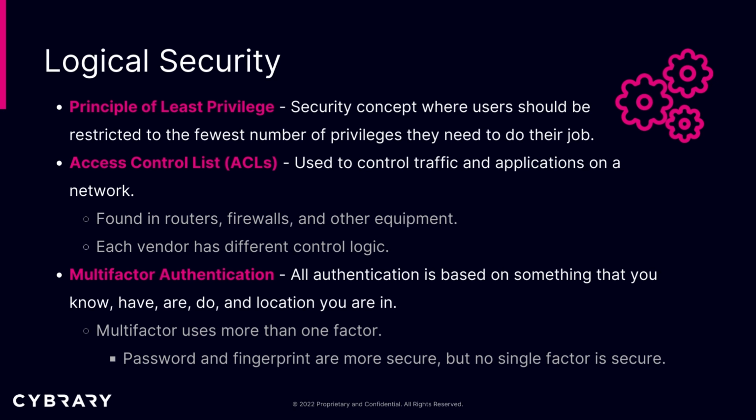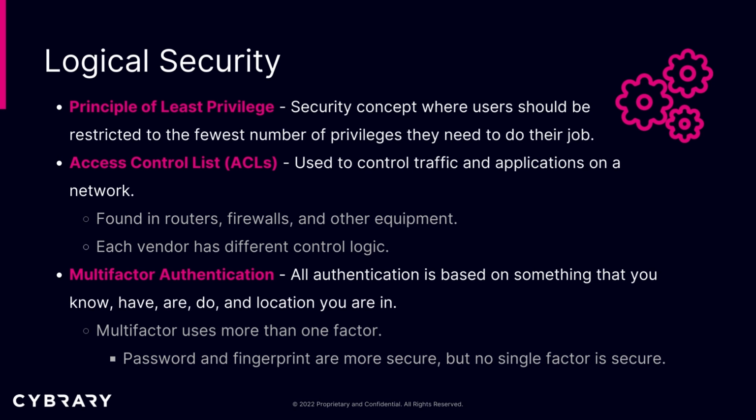Access control lists, or ACLs. Now, these are used to control traffic and applications on a network. They're normally found in routers and firewalls and other equipment. Each vendor may have their own special type of ACL, and the ACL is nothing but a rule that says this can access this, but this can't.